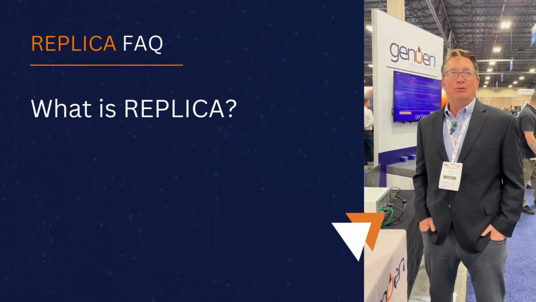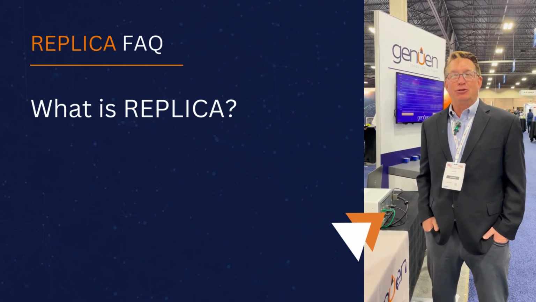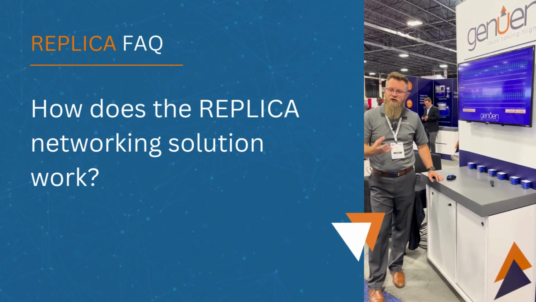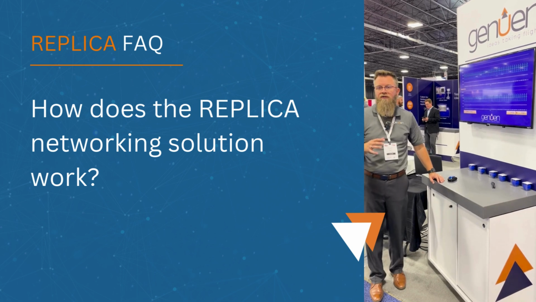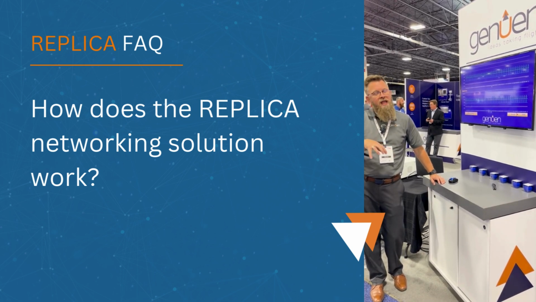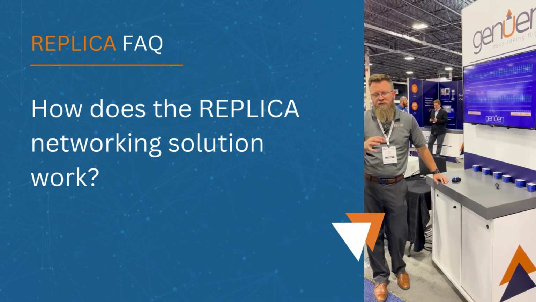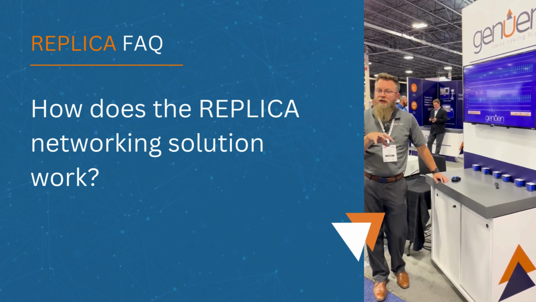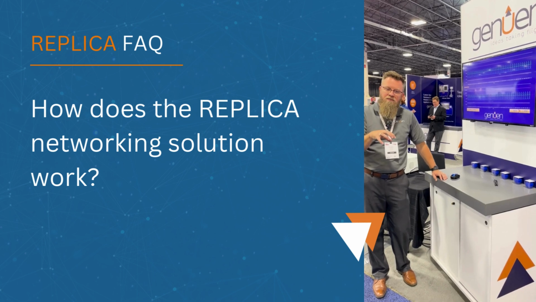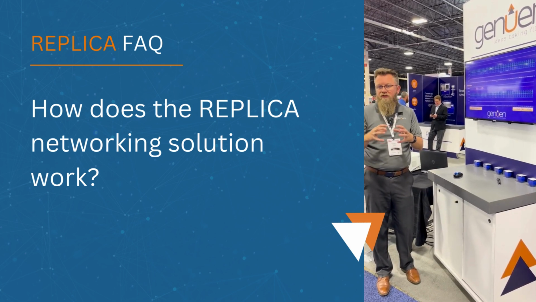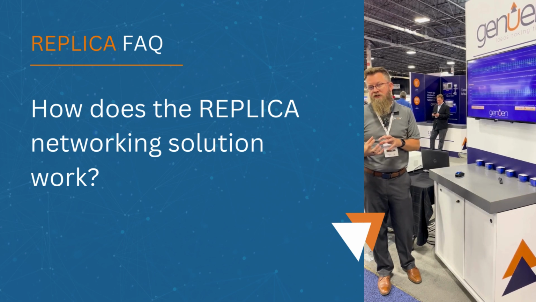Replica is a low latency, real-time distributed network. Traditional networking solutions rely heavily on the operating system and the CPU inside the computer system. Replica does not have that same requirement because it's based on top of RDMA technologies.